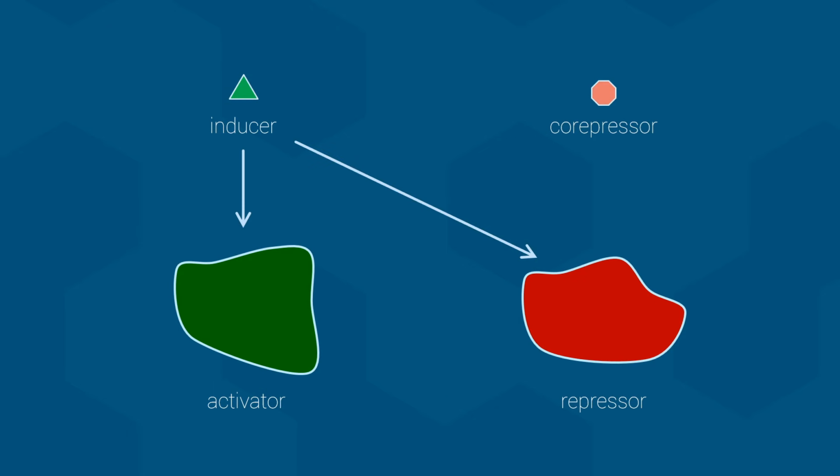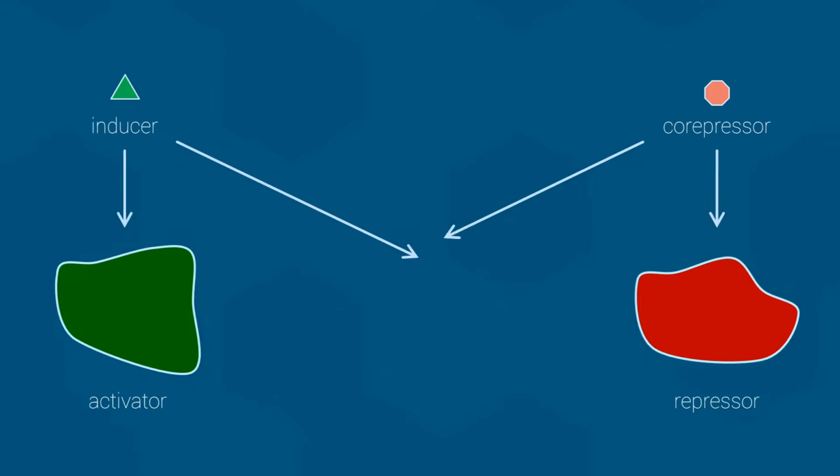Some inducers control activator proteins, while others control repressors. Likewise, some co-repressors control activators, and some control repressors. This means there are 4 possible regulatory combinations. You will see some examples of these during Biology 112 lecture.